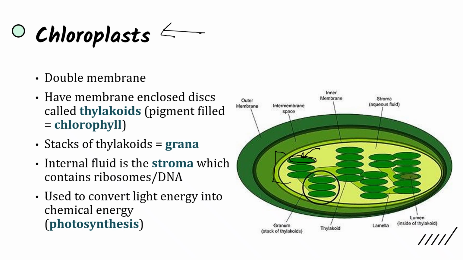But you got to remember that only plant cells have chloroplasts. Animal cells cannot create their own food from the sun. We have to eat.